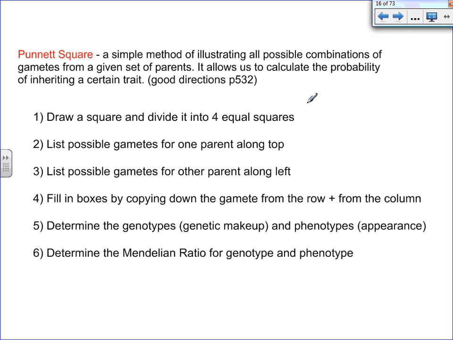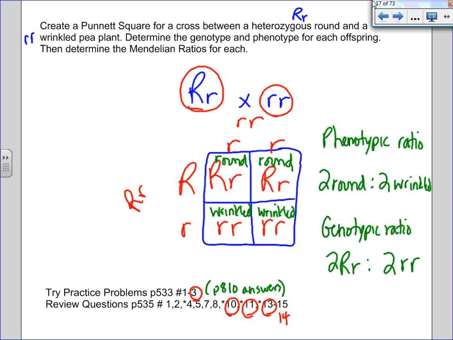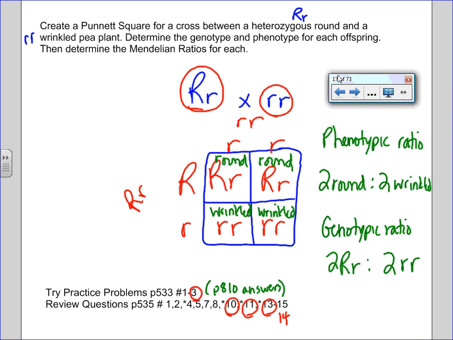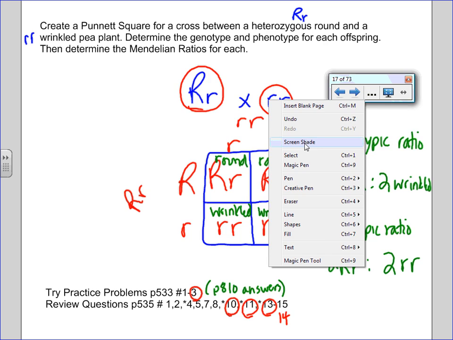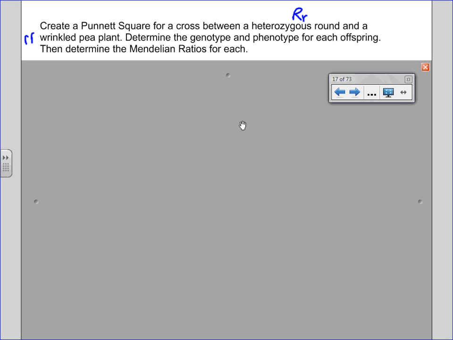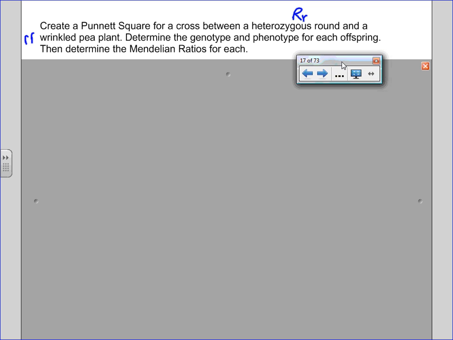The first part, we didn't really go over this slide per se. It's there for you to refer back to when you're trying to do Punnett squares, just for little directions, but we went ahead and looked at some problems. Look at the problem itself: create a Punnett square for a cross between a heterozygous round and a wrinkled pea plant. Determine the genotype and phenotype for each offspring. Then determine the Mendelian ratios for each.